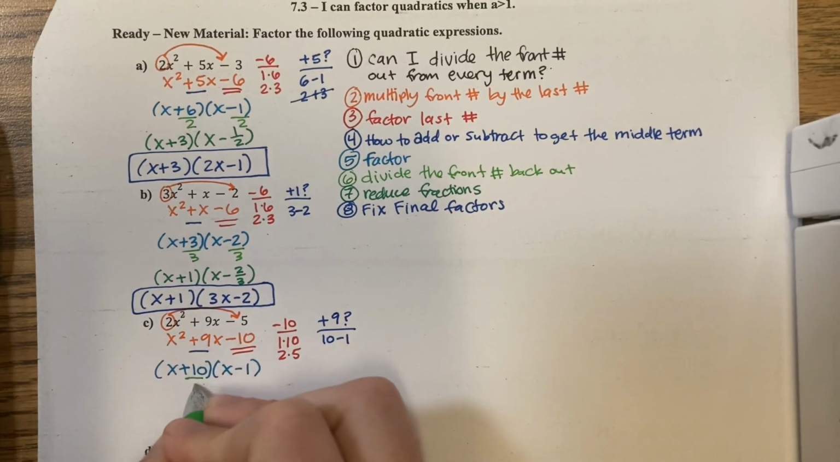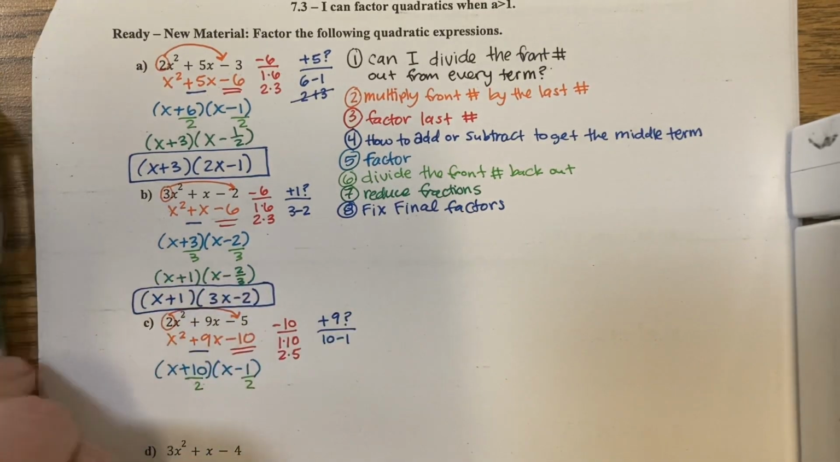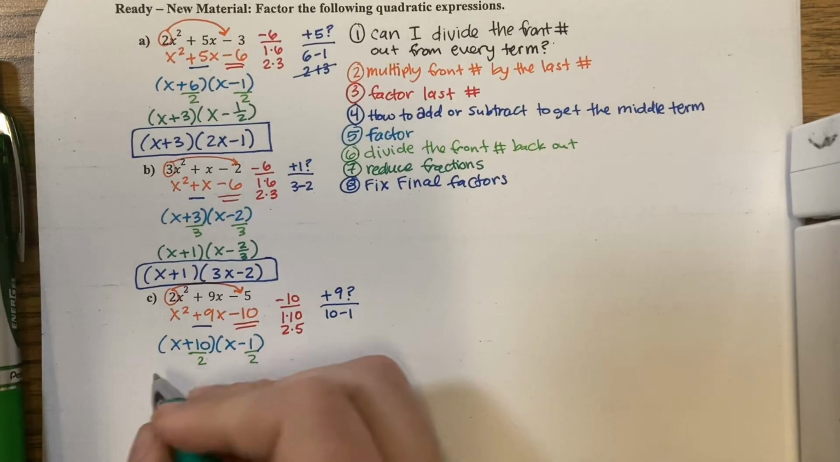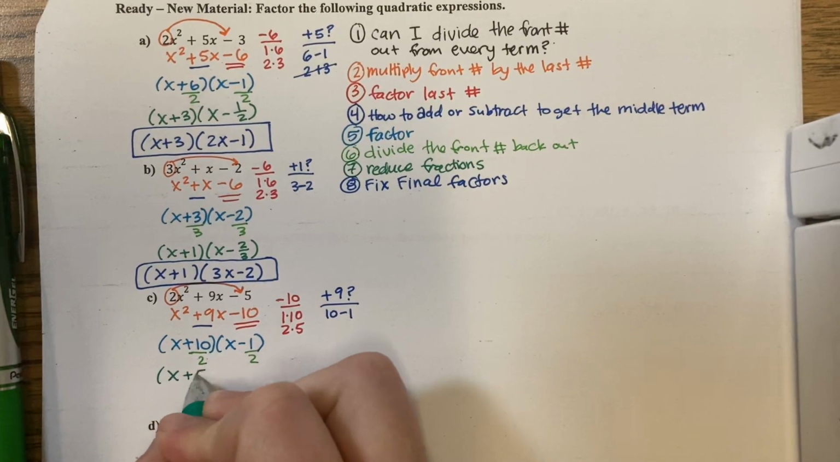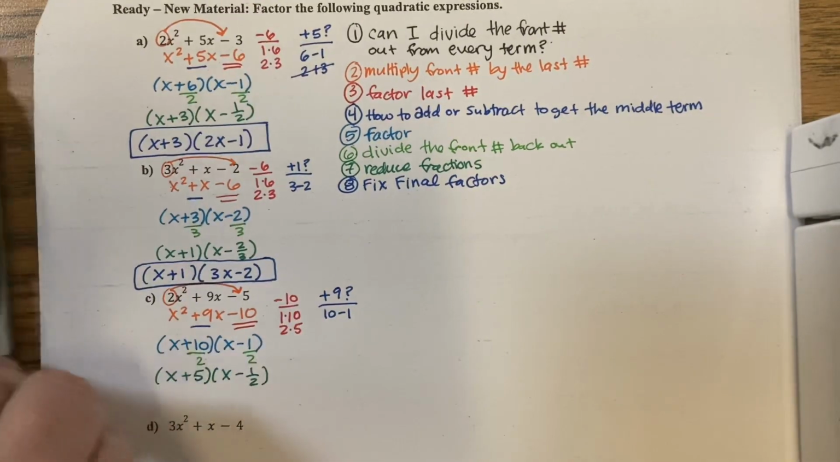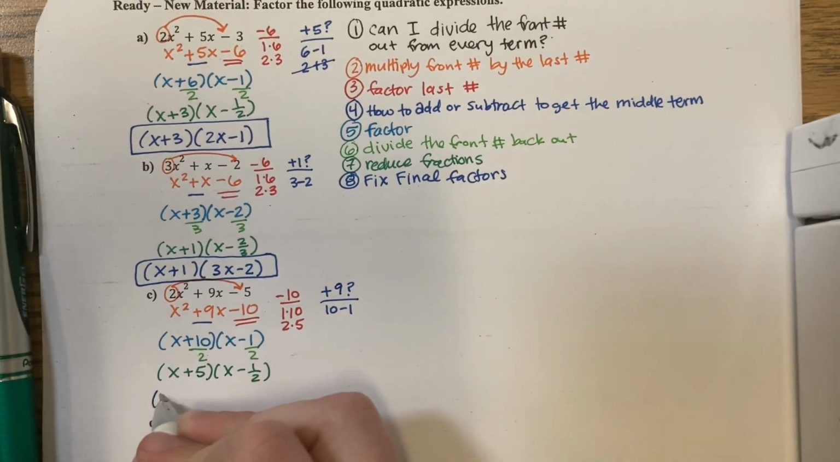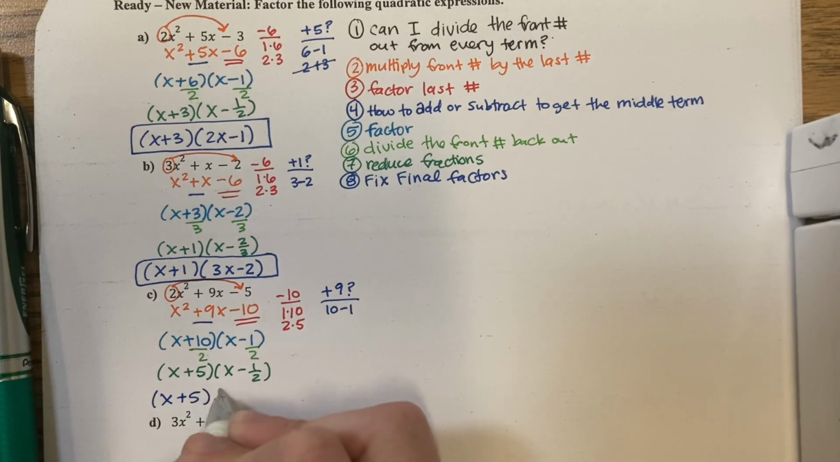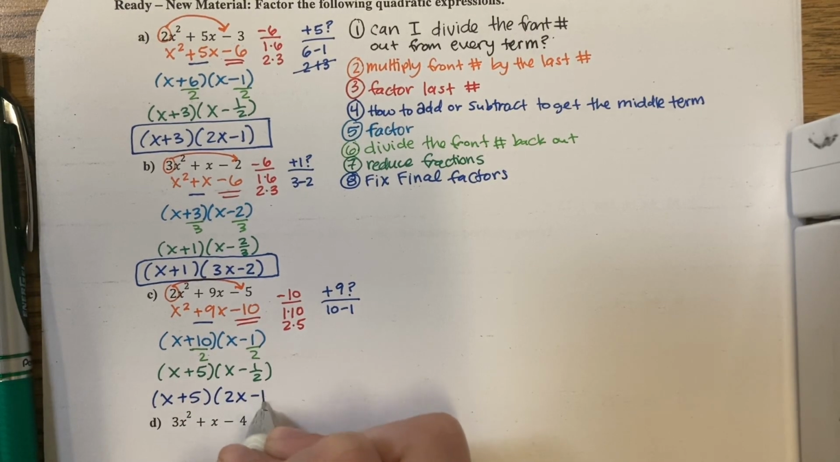Divide that front number back out. Reduce. And fix the fraction. 2x minus 1.